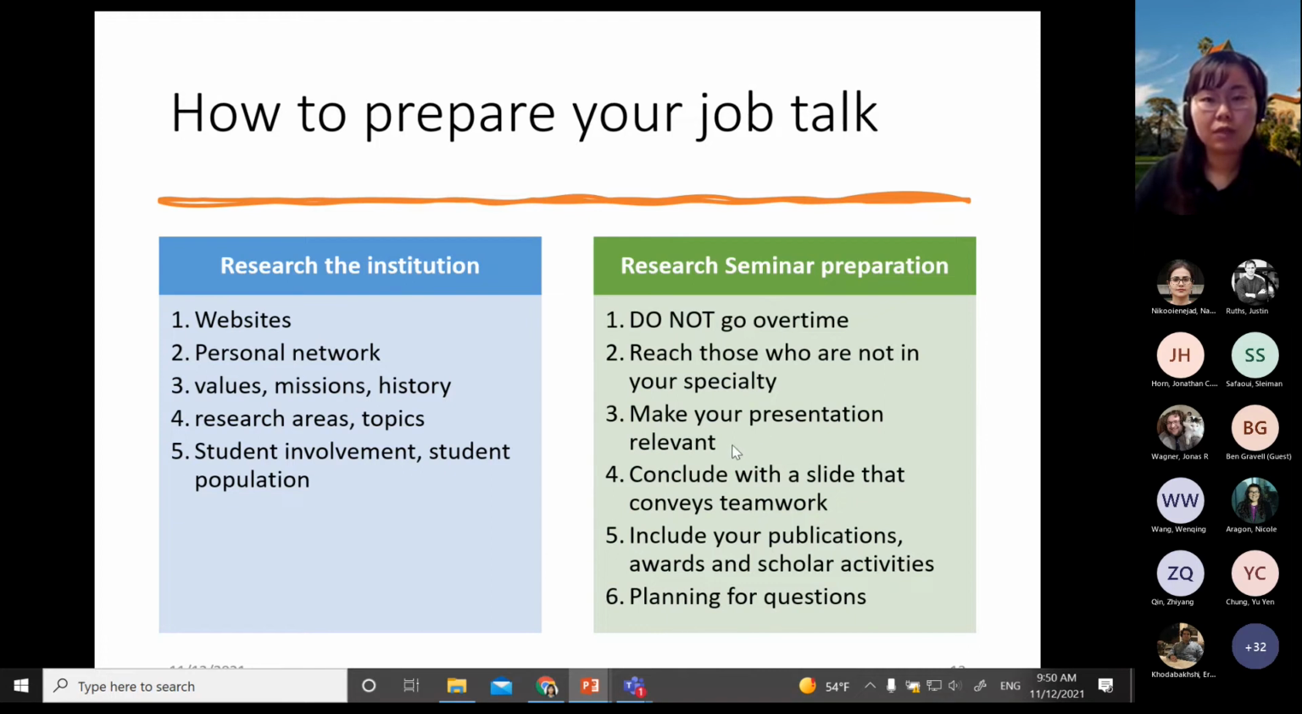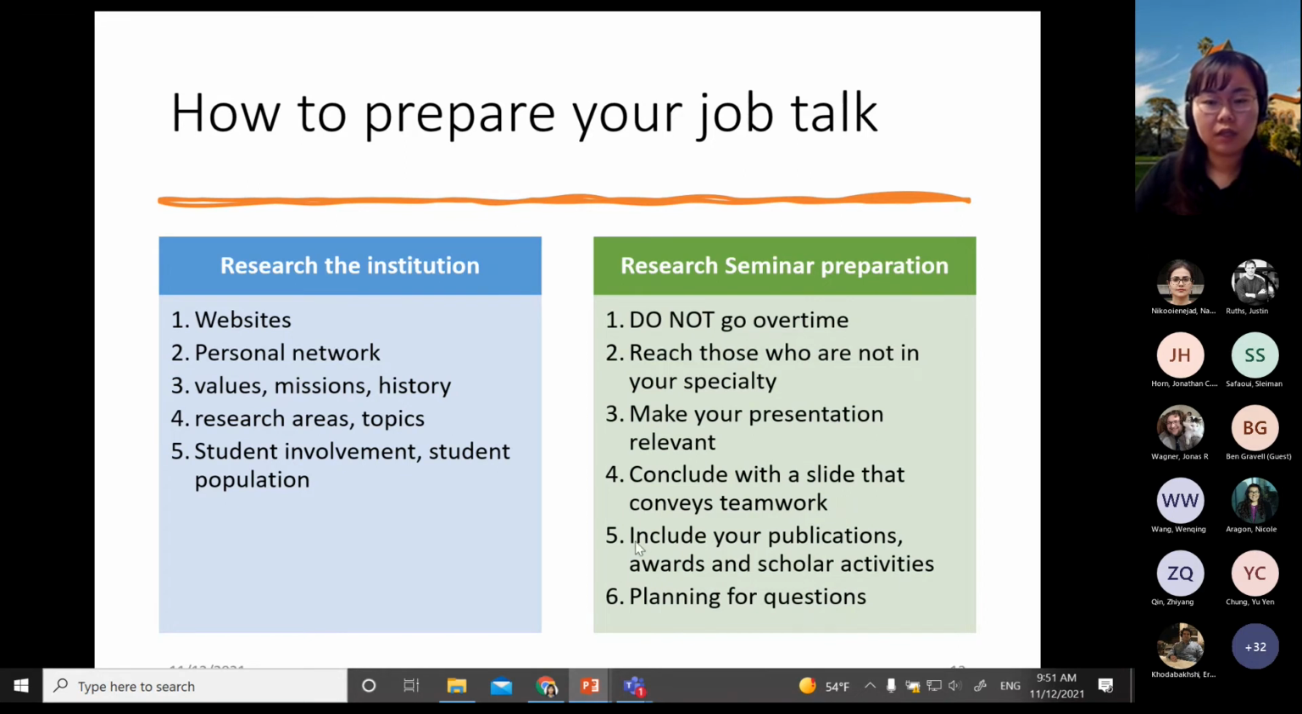Third is make your presentation relevant, which is also like reaching those who are not in your specialty. So make sure they understand. And then fourth is to conclude with a slide that conveys your teamwork. I know as a PhD student, sometimes we just focus on our projects and stick to our papers and projects at certain times. But teamwork is a very important value that you want to convey to your audience and also to your search committee. So always remember to conclude that in your research talk.